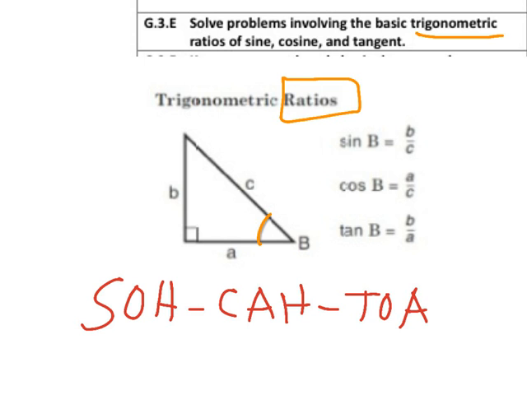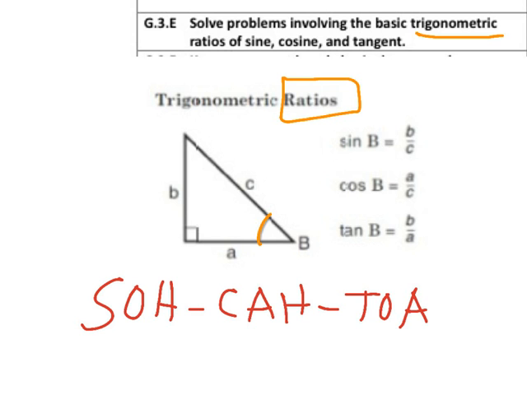And ratios are all about relationships. So how do the different sides relate to angle B? So this is the opposite side, and this is the adjacent side, and then of course this is the hypotenuse because it's opposite the 90-degree angle. So each of these ratios has its own special name.